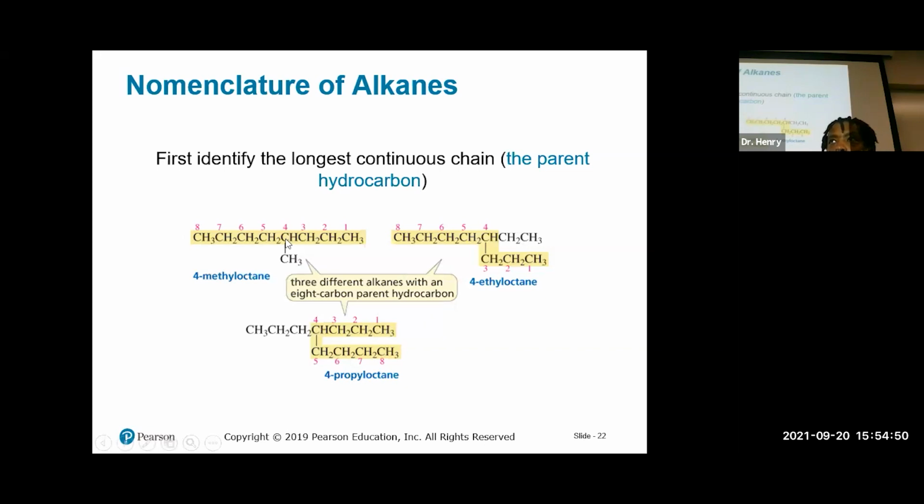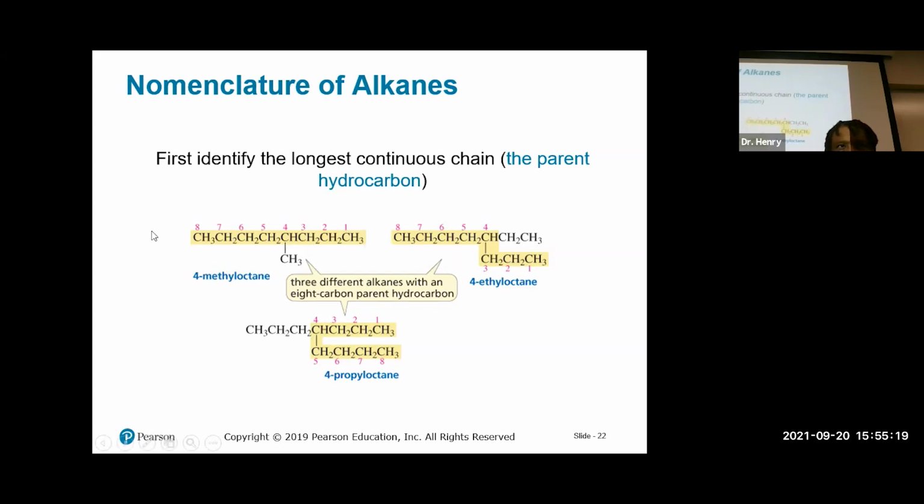Okay, so you first want to identify the long chain. Now, here's the cool thing about the longest chain, right? It can be going this way. So that's 1, 2, 3, 4, 5, 6, 7, 8. Or it can go this way. 1, 2, 3, 4, 5, 6, 7, 8. But you want the number where the branch is coming off to be the lowest number it can be. So this way would be the correct way.